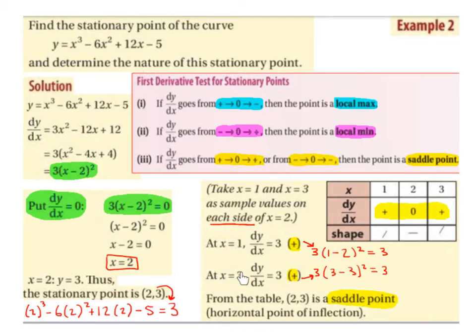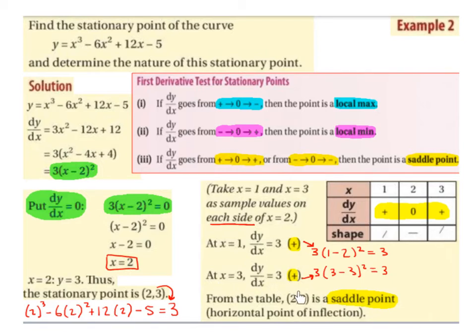So when x is 3, dy/dx is also 3, which is positive, because 3 times 3 minus 2 squared is 3. Again, we don't really care that it's equal to 3, we're just interested in the fact that it's positive. So when x is 3, dy/dx is positive. A positive slope looks like this, an increasing shape. A slope of 0, we have a horizontal line. And a positive slope again, we have an increasing slope, which looks like this. So we can see that we are increasing, then it levels off, and then we're increasing again.